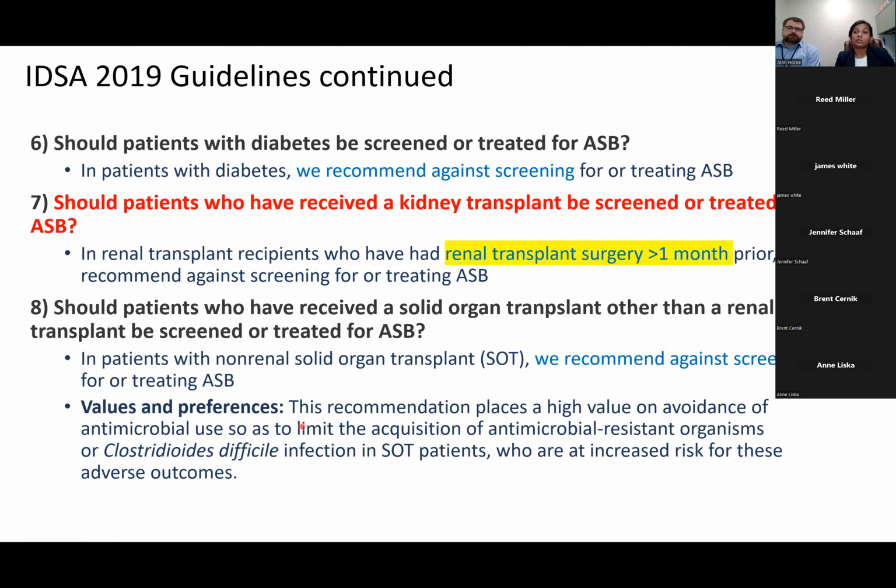So if you have a solid organ transplant patient, it's really important not to screen and treat because we don't want to give them more resistance and put them at higher risk.